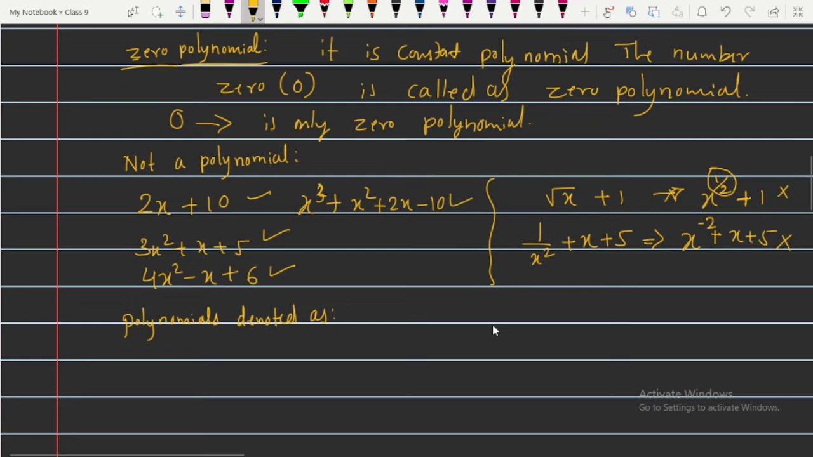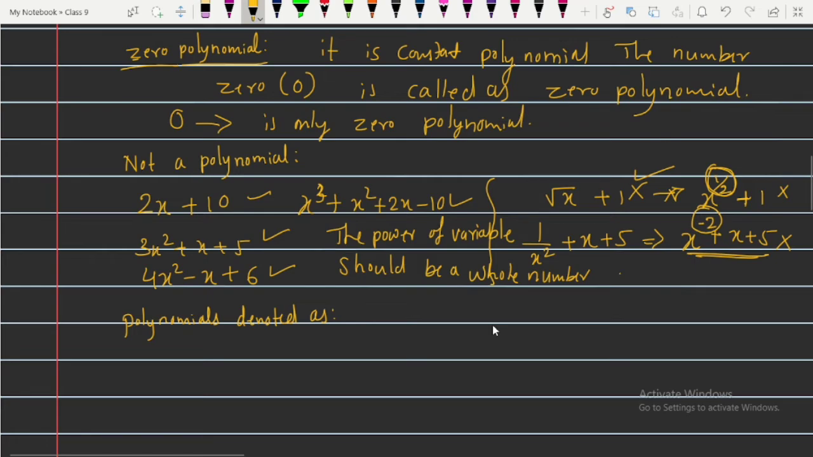What is the condition for which are not polynomials? The power of a variable should be a whole number. Then only you can say they are polynomials. Here the power of the variable is half, which is not a whole number, so this is not a polynomial. In this expression, x raised to minus 2, the power is a negative number, so it is also not a polynomial.